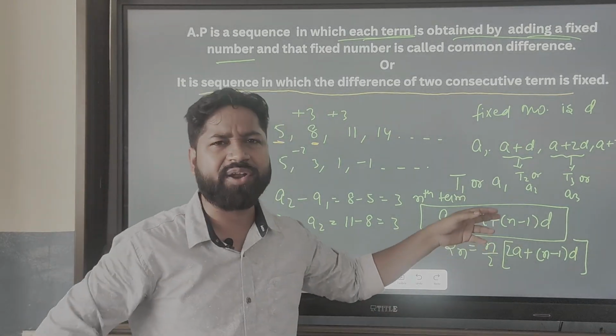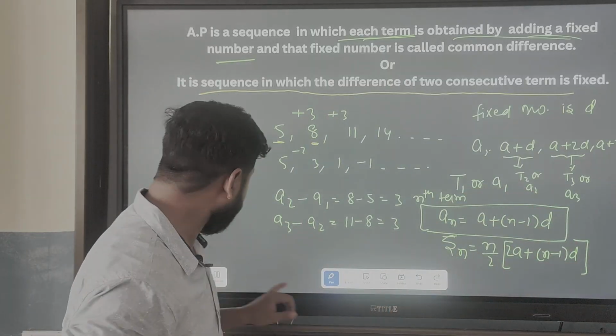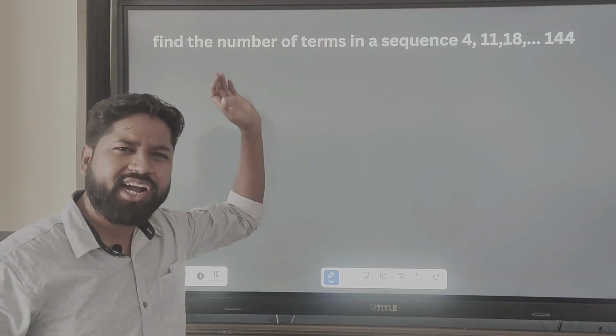We know all the things, right? Where A is the first term, D is the common difference, n is the number of terms. Let's go ahead. We'll see some questions then. We have a basic idea. We'll start with a basic thing.